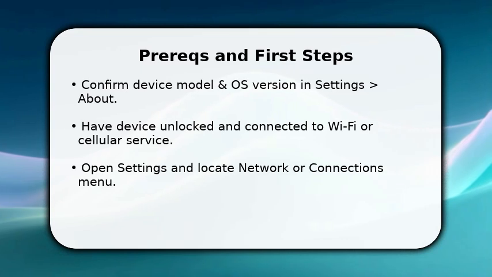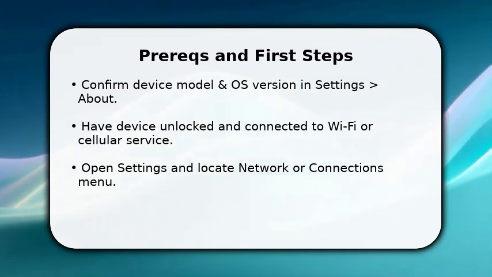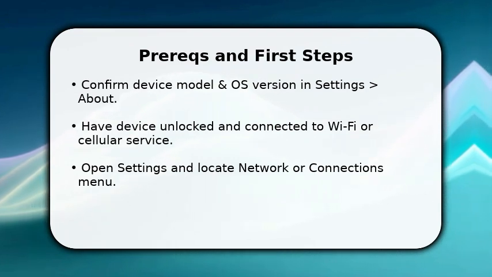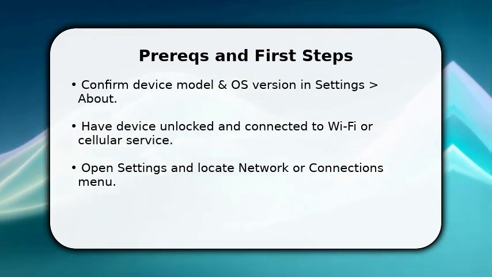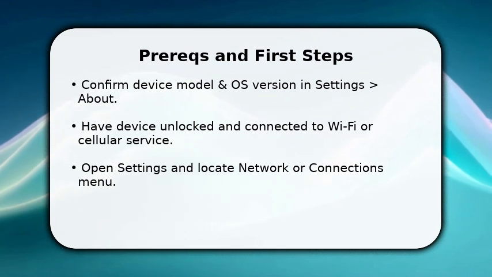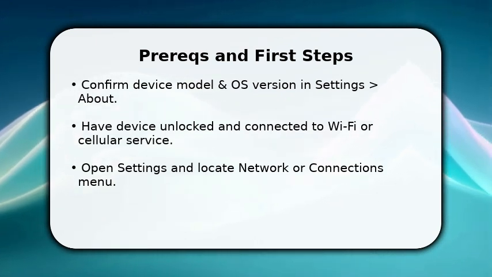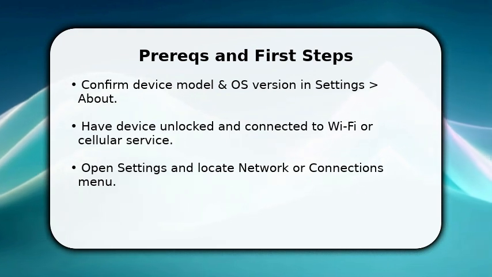You'll start by verifying prerequisites so the process is quick and reliable. First, check your phone's model and OS version in About. Some menus differ by version. Once done, make sure the device is unlocked and has an active Wi-Fi or cellular connection so settings apply.